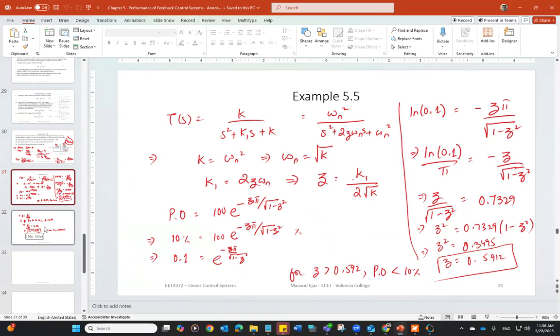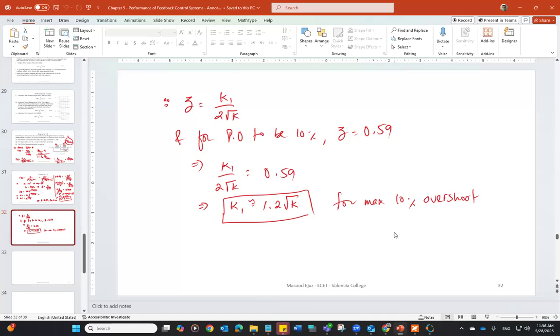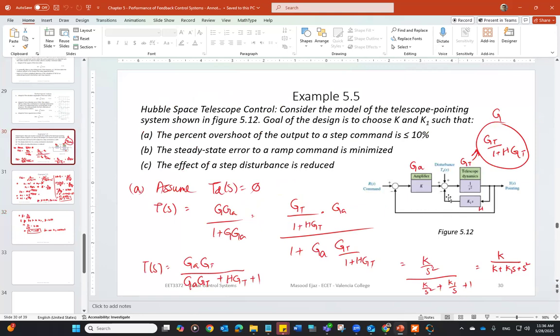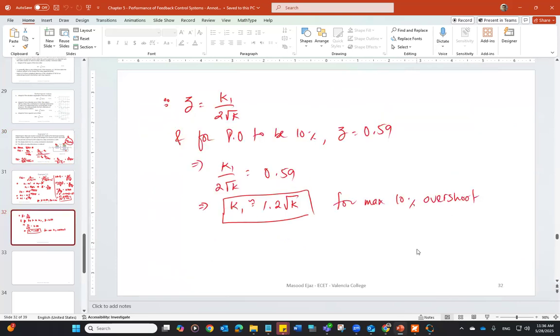Now, keeping the maximum value of 10%, for that value, we found out the gain of the amplifier and the gain of the feedback, K and K1. The gain of the amplifier is K, and K1 is the parameter associated with the feedback. The relationship between those two was that K1 is 1.2 times square root of K for 10% overshoot. So we have already covered requirement number 1, or A.